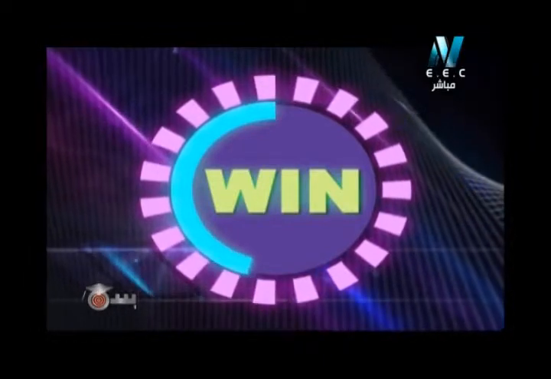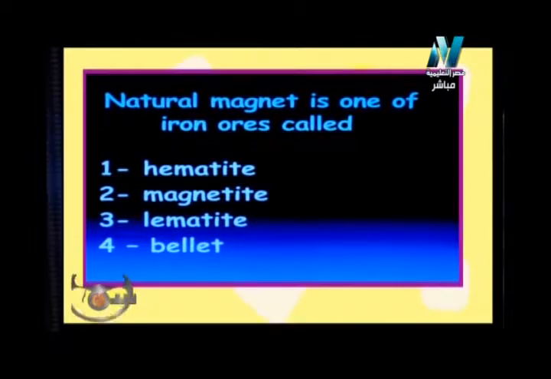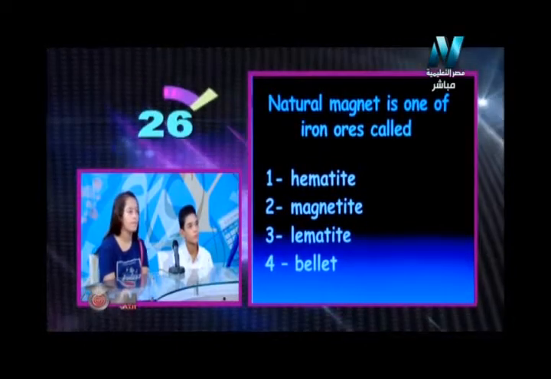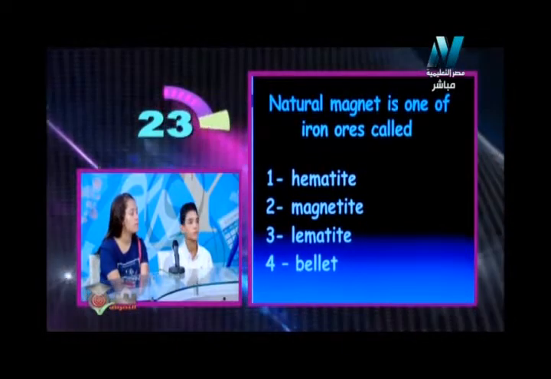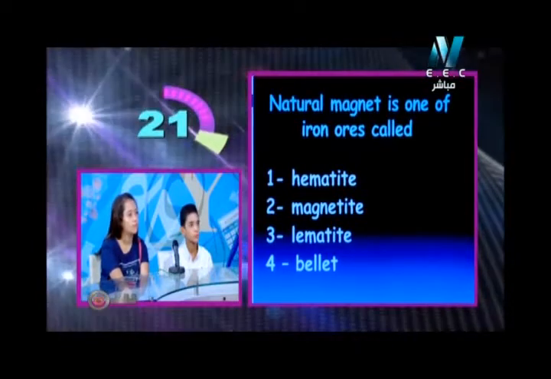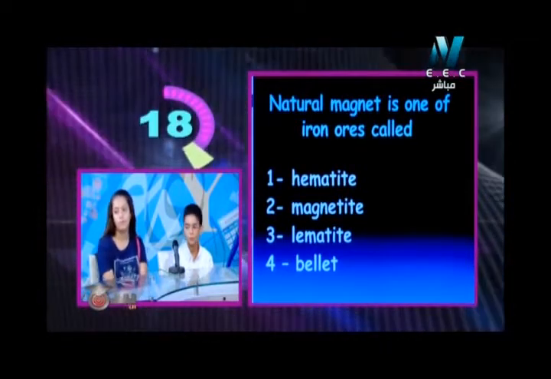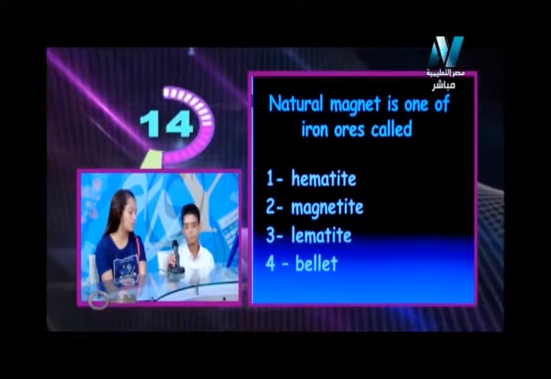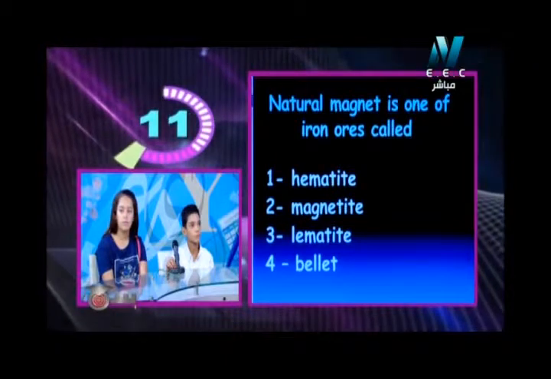Okay? So again, another question for the second team. The question says, the natural magnet is one of the iron ores called hematite, magnetite, lematite, or billet. Again, we have 4 choices. Hematite number 1, magnetite, lematite, billet. The natural magnet is one of the iron ores called what? We have 19 seconds, 18, 17. So concentrate, second team. Wait, Karim. Don't answer before the timer. Look here.